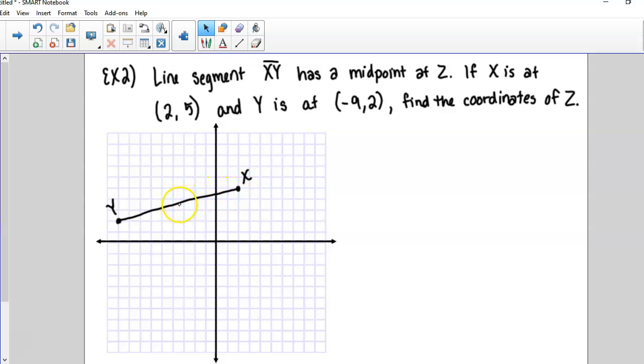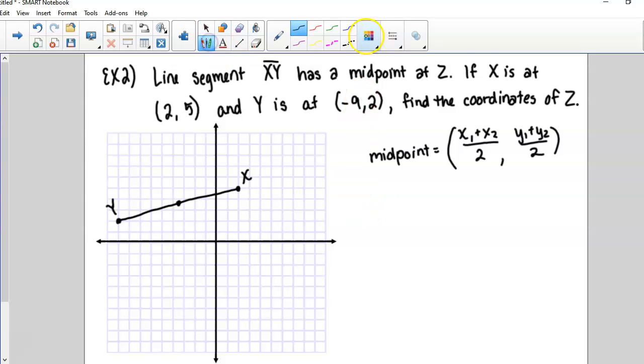But notice this doesn't really line up. I think it's probably about right there, but I don't really know what the coordinates of that are because it's not falling on the grid lines. So this is where it's really important to use that midpoint formula, which of course I'm going to write down again: x1 plus x2 divided by 2, and y1 plus y2 divided by 2. Just the average of the x's, average of the y's.